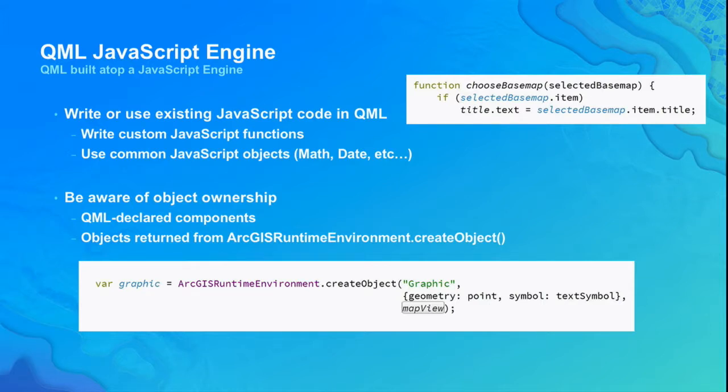If you don't want it to get deleted when it goes out of scope, you pass in this last parameter, which I've highlighted as the map view. So now graphic will not get deleted until the map view gets deleted, because the map view is the parent now of the graphic object. So that's really, really handy. People get caught up in that sometimes, wondering how the object ownership works in QML.